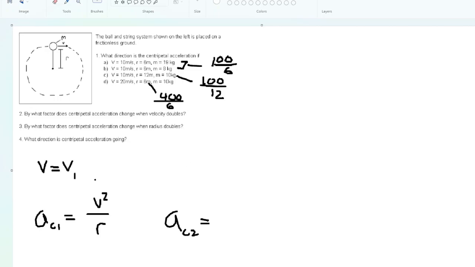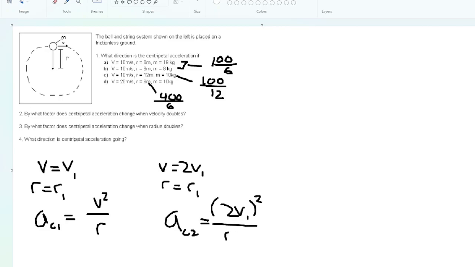And now let's say AC2 is going to be equal to, okay, so velocity here is going to be equal to V1, and R here is going to be equal to R1. Velocity here is going to be 2 times our first velocity, so 2 times V1, and our radius here is going to be the same. Let's see what happens. 2V1 squared divided by R1, which is going to be equal to 4V1 squared divided by R1.